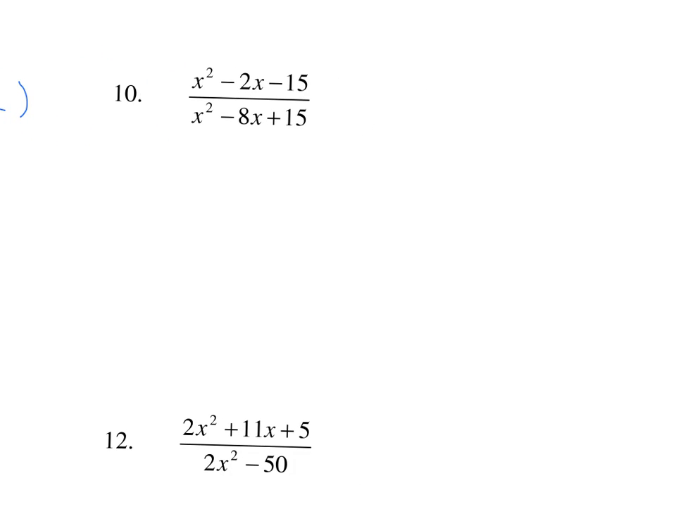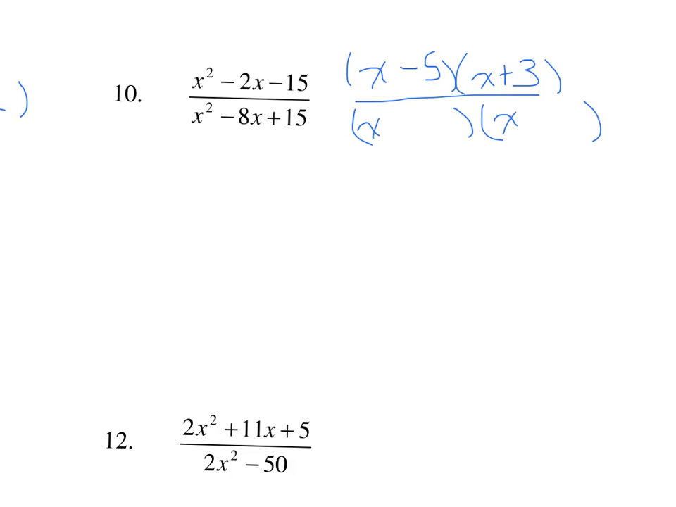Number 10, 2 standard trinomials in the numerator and denominator. So we're practicing trinomial factoring here. So the signs will be negative, positive. So we're looking for factors of 15 that subtract to make 2. That would be 5 and 3. In the denominator, the signs will be negative and negative. So we're looking for factors of 15 that add to make 8, and again, that's 5 and 3.